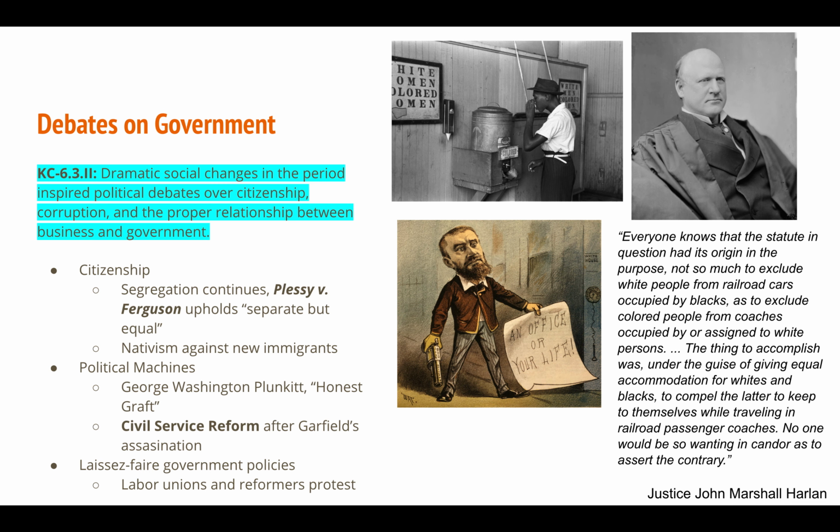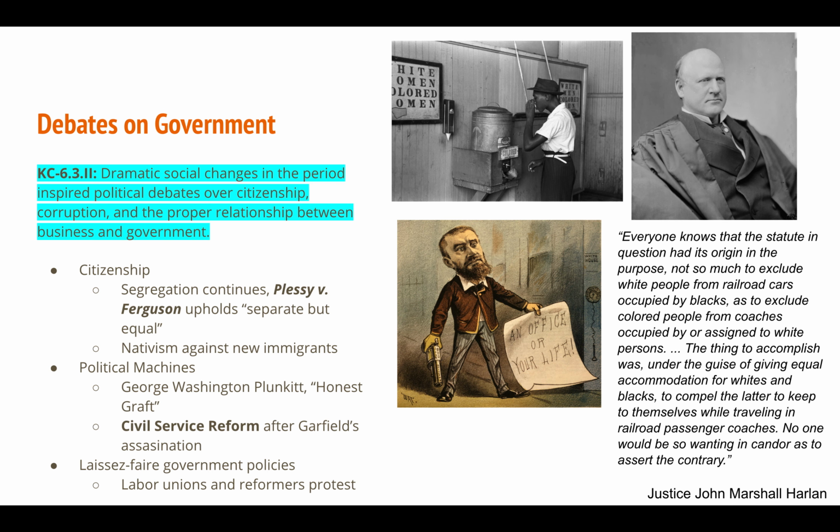he writes that everyone knows that the statute in question had its origin and purpose not so much to exclude white people from railroad cars occupied by blacks as to exclude colored people from coaches occupied by or assigned to white persons. The thing to accomplish was, under the guise of giving equal accommodation for whites and blacks, to compel the latter to keep to themselves while traveling in railroad passenger coaches. No one would be so wanting in candor as to assert to the contrary. So he was calling this policy of separate but equal racist, and that it was very clear, and anyone trying to deny it was trying to fool themselves.